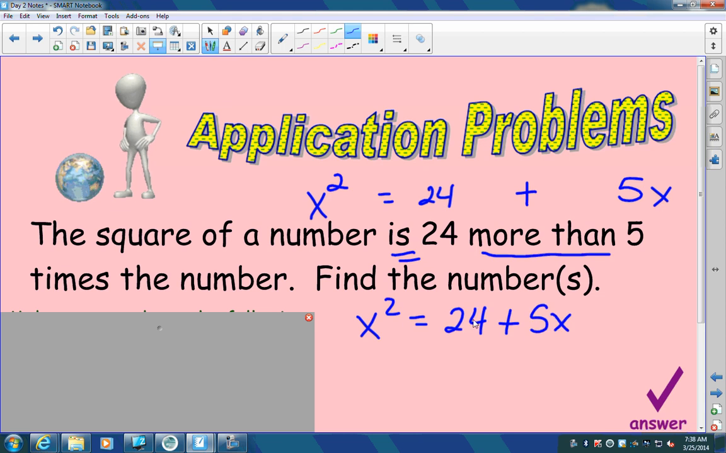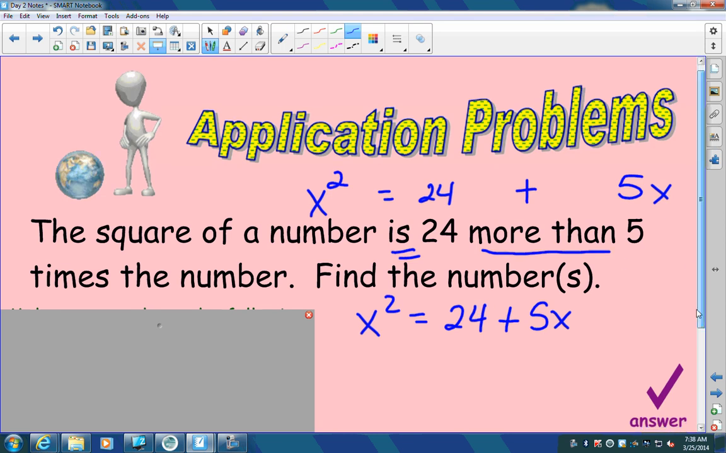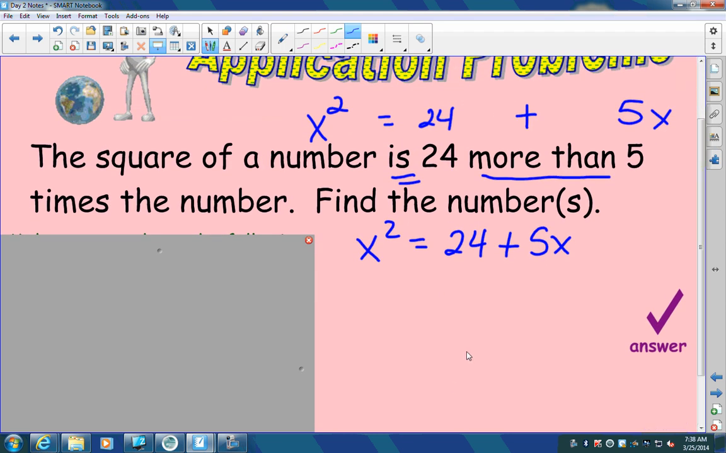Now, we have this equation, but do I know how to factor it the way it is? How do I need to write it? In standard form. That means everything is set equal to 0, right? Now, here's the key. Keep your x squared positive. Some of you understand how to move both of these at the same time. I'll do them individually. I'm going to subtract 24 from each side. I get x squared minus 24 equals 5x.